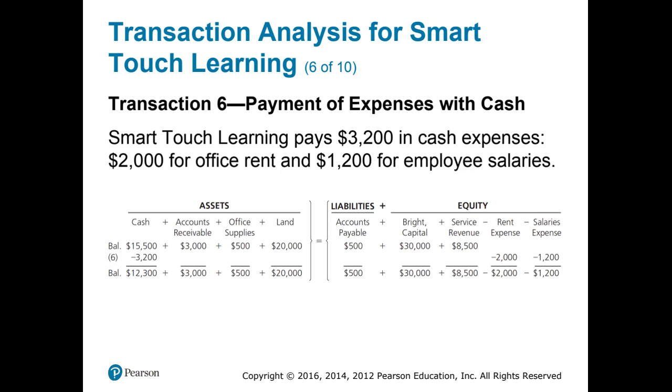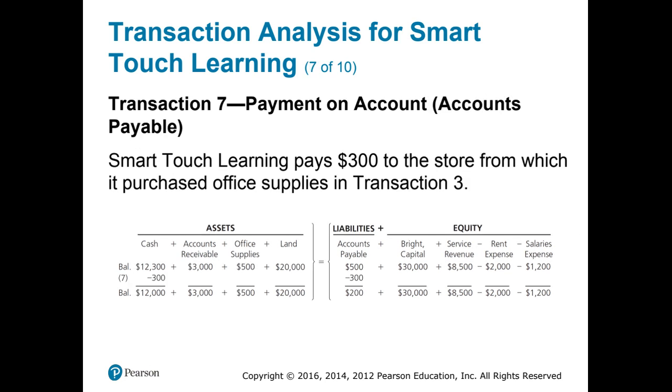And then transaction number 7, the business pays $300 to the store from which it purchased office supplies in transaction 3. So in transaction 3, we bought office supplies on account. And now we are paying $300 towards that purchase. So we're going to take $300 out of our cash account. So we're reducing cash by $300.